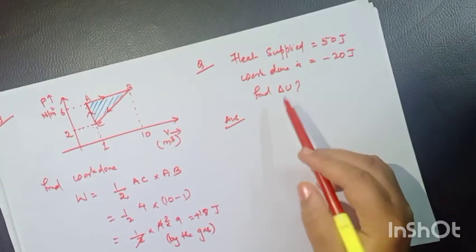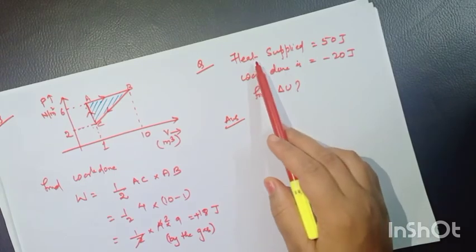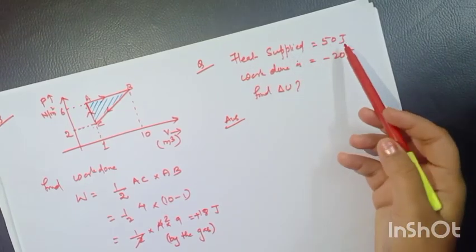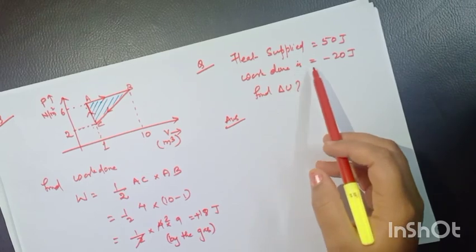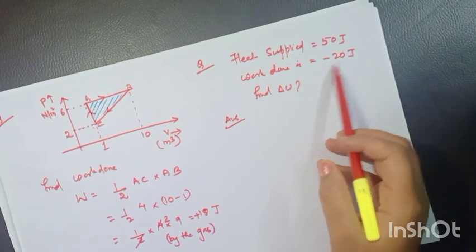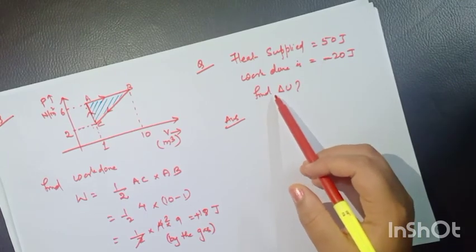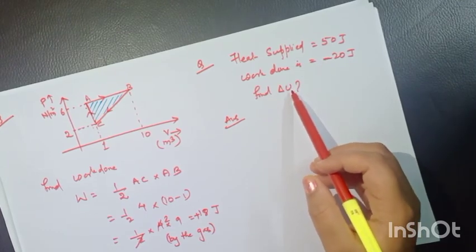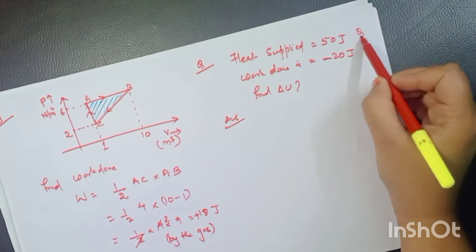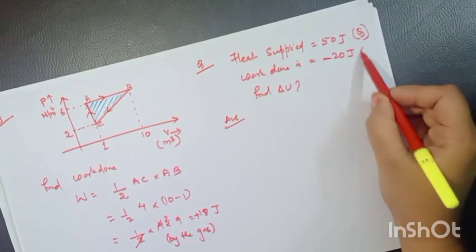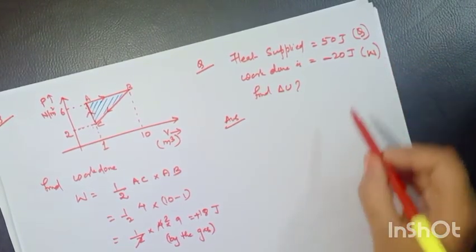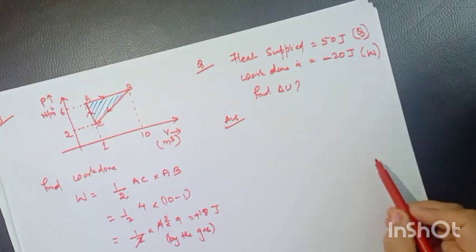The next question is that if the amount of heat supplied to a system is 50 joules and the work done on the system is minus 20 joules, that is the work done on the system because it is negative, we have to find out the change in internal energy of the system. So the amount of heat supplied is given, the amount of work done is given, and we have to find out the change in internal energy.